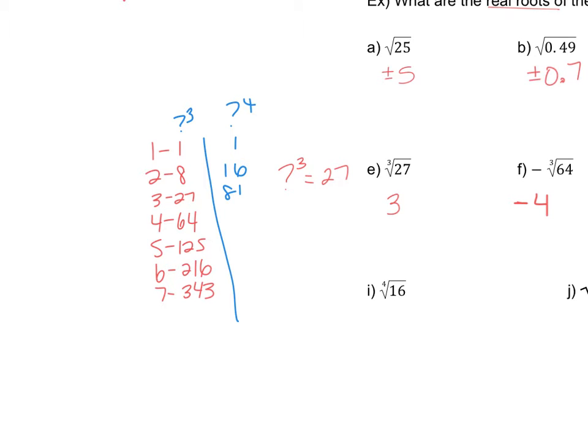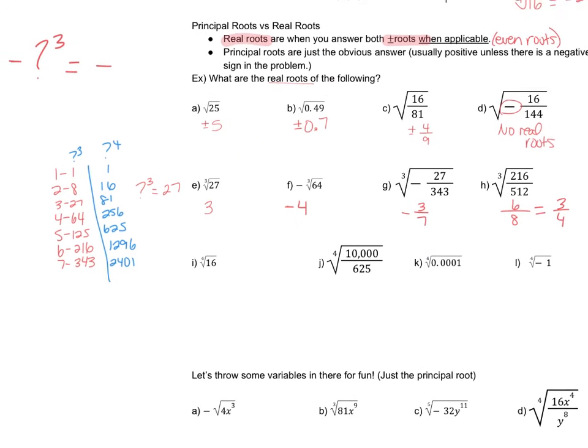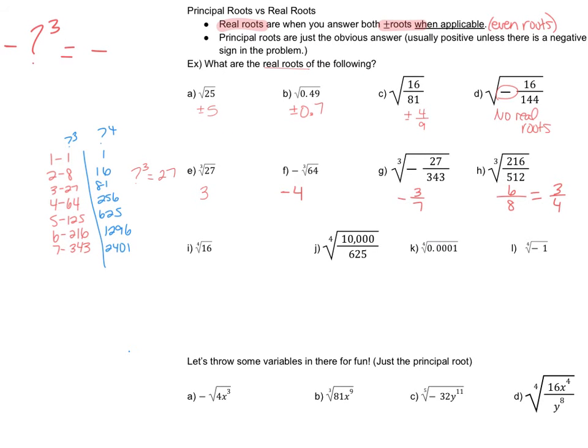4 times 64 would be 256. 5 times 125 would be 625. And then 7, oh wait, sorry, I forgot 6. 6 to the 4th, what would 216 times 6 would be 1,296. And 7 is 2,401. So yeah, it was kind of a lot of work, but we'll be all right. Now it makes it easy.